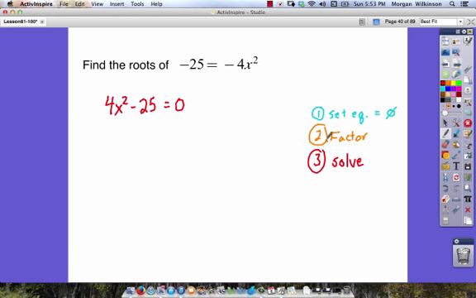Then step 2, we're going to factor. So if we factor with step 2, we're going to have the whole thing and we're going to set it equal to 0. So the square root of 4x squared, that's going to be 2x.